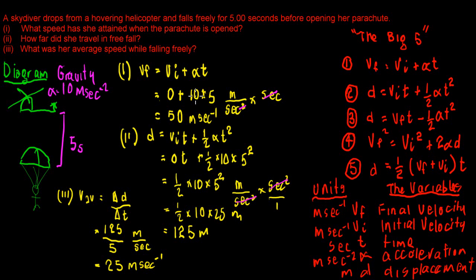So we're just going quite quickly to the VAV, the average velocity, 125 over 5. Let's look at our units, meters per second. That's what we're looking for in a velocity, so 25 meters per second.